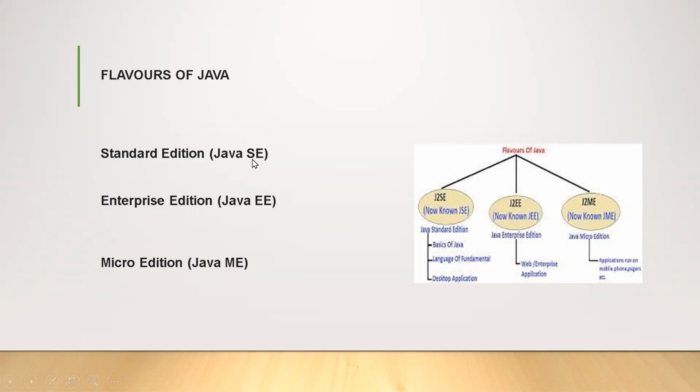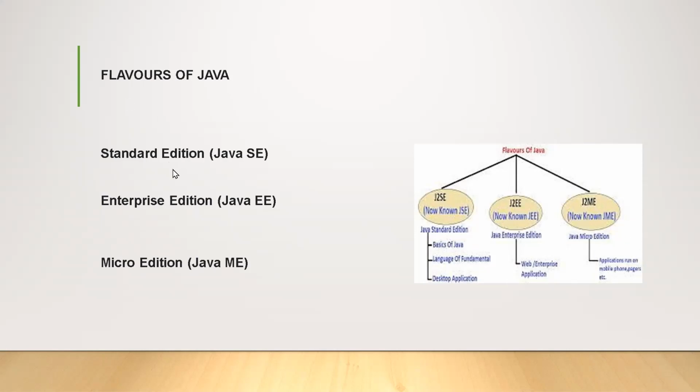So what is this standard edition? Java standard edition contains all the basics of Java, all the basic fundamental knowledge. Along with that, we can develop some desktop applications using Java 2 standard edition. Then what is this Java enterprise edition? It is basically used for web applications, the development of web pages. And what about this micro edition? Many mobile phone applications are built on top of micro edition.